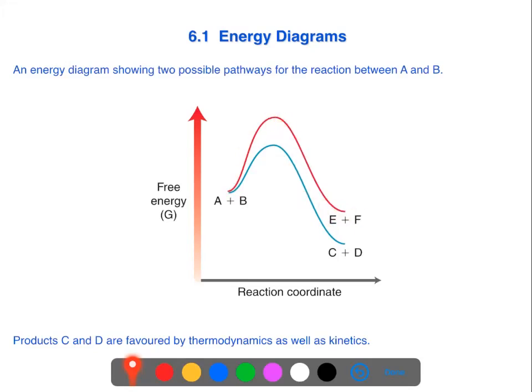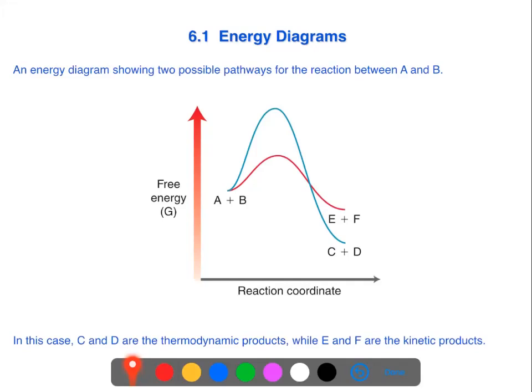Secondly, from a thermodynamic standpoint, the free energy is lower for C and D, which means that that set of products is more stable. And so the difference in energy between C and D and A and B, the overall free energy difference, will be more negative as a result. The more negative the delta G value, the more spontaneous the reaction will be.